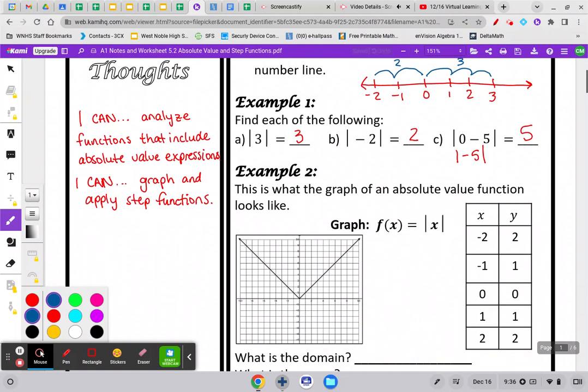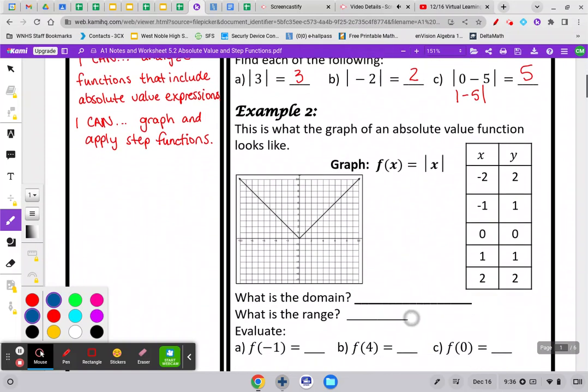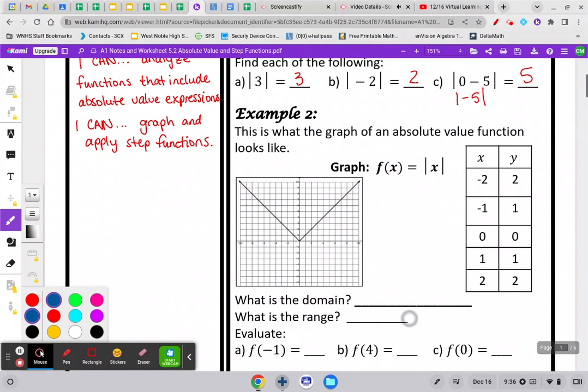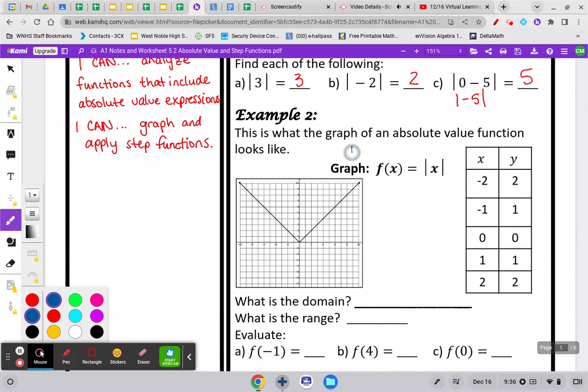So now example 2, we're getting into the functions. This is what the graph of an absolute value function looks like. This is what we call the parent function. And then we can change it from here. So we're going to start with just a table of values for all of these. That means you plug in your information, you solve, just like we were doing yesterday. You plug in a number, you solve.